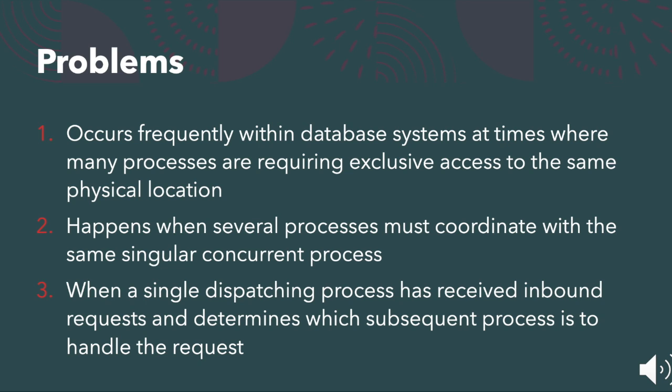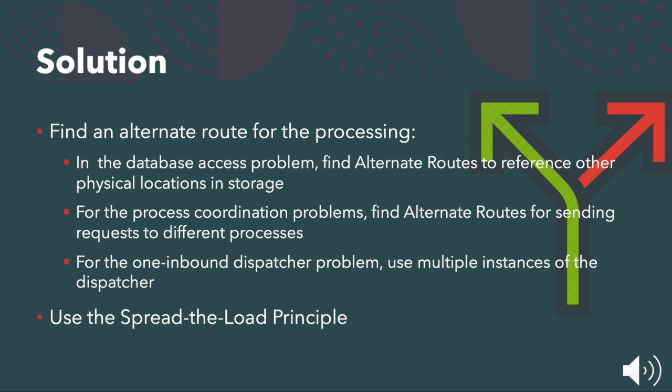Traffic jams will get worse and worse under high loading conditions where the single concurrent process cannot keep up the load. The third possible problem is when a single dispatching process has received inbound requests and determines which subsequent process is to handle the requests. If the arrival rate of the inbound requests starts to exceed a certain limit, then the result is congestion.